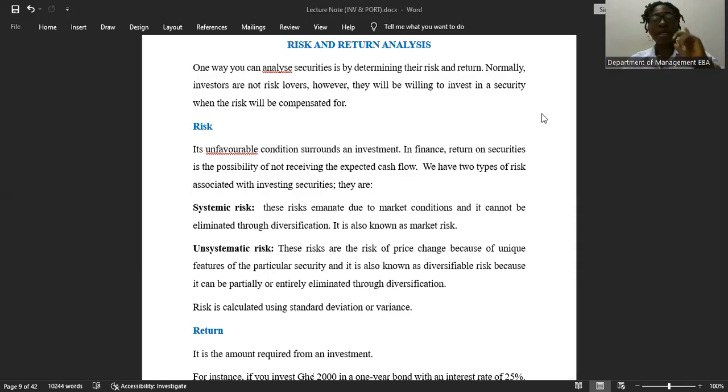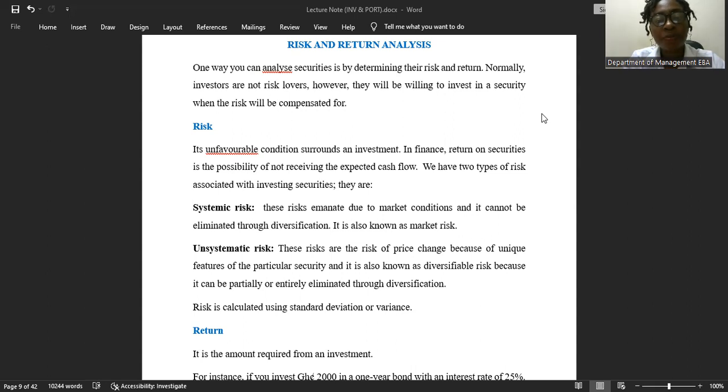Okay, so this is going to be our second topic assessment audit, and I hope you understood the first one we talked about. Now today we are learning about risk and return. We talk about risk and learn how to calculate and determine the risk of a single investment.